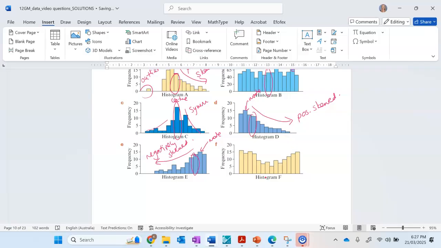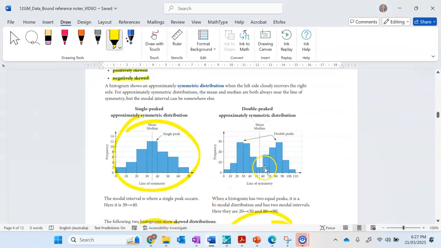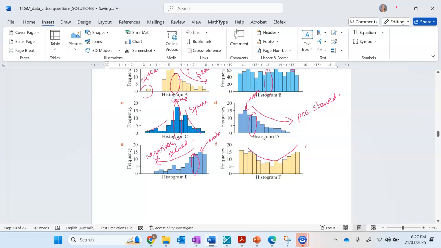All right, so for the next one, it does look symmetrical because it's going down like that. And that's where we've got the double peaks. So double peaked, symmetrical. Now your mode, looks like it's going to be this one here. And because it's symmetrical, your mean or your center is going to be in the middle again. So there's your center approximately.